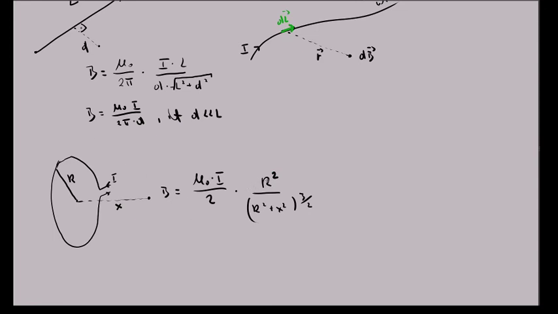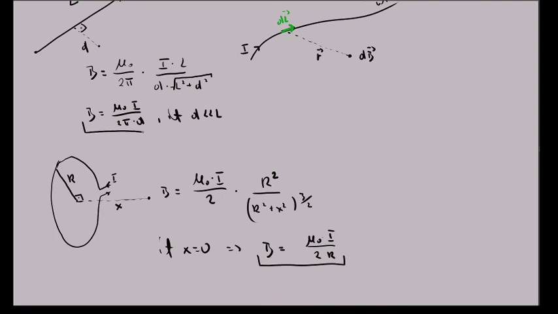Big R is the radius of the loop, and x is the distance away from the loop itself. If x is 0, then you get the magnetic field right at the center of the loop, which is simply mu naught times I over 2R. You get that, and this is going to be very useful later on.